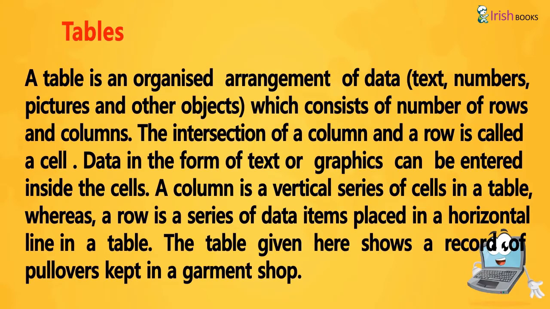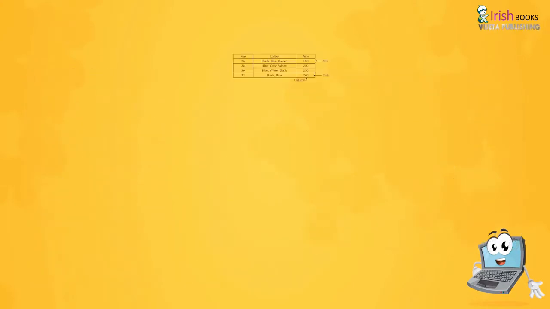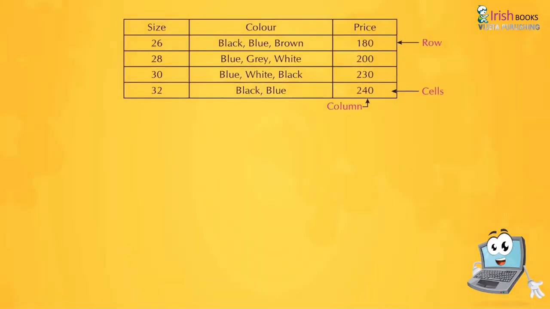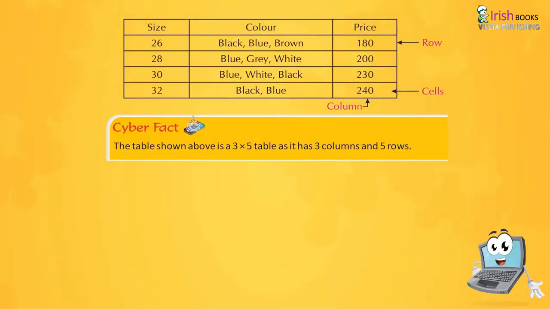The table given here shows a record of pullovers kept in a garment shop. Size, color, price. 26. Black, blue, brown, 180. 28. Blue, grey, white, 200. 30. Blue, white, black, 230. 32. Black, blue, 240. Cyber fact. The table shown above is a 3x5 table as it has 3 columns and 5 rows.